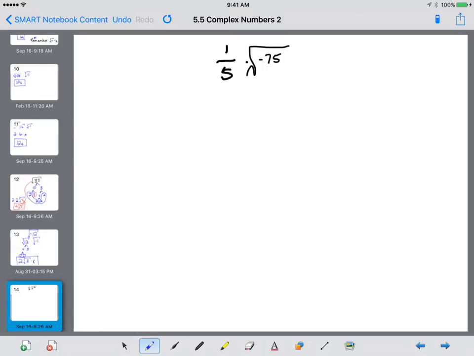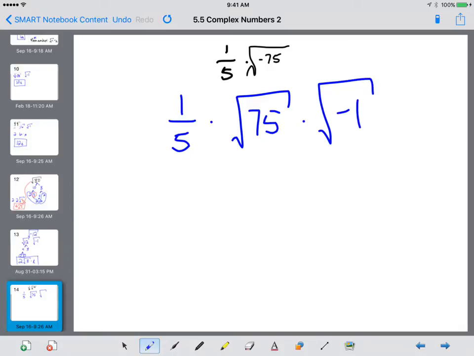Sometimes it gets a little more complicated. Say we have a fraction out front. Well, we're going to wait until the end to compute that. So we're first going to separate this out, make this a positive 75 times the square root of negative 1. Now I can reduce 75 there.